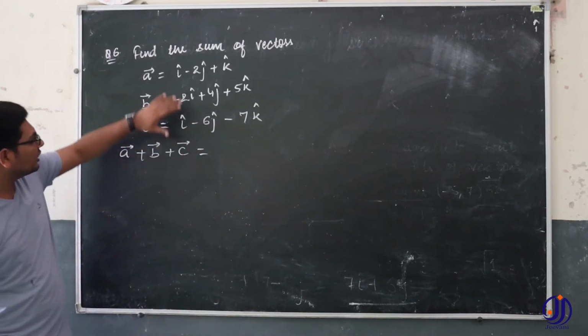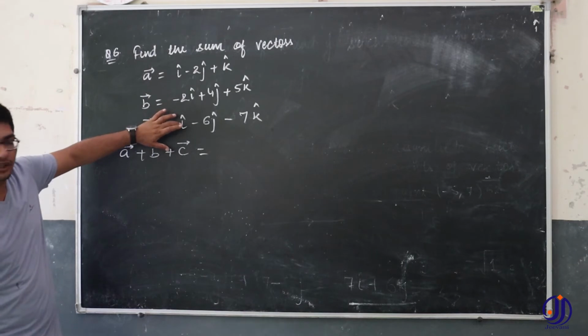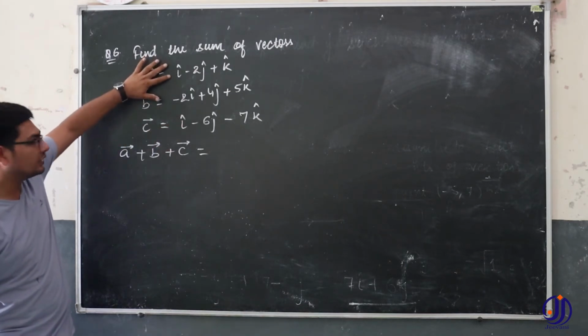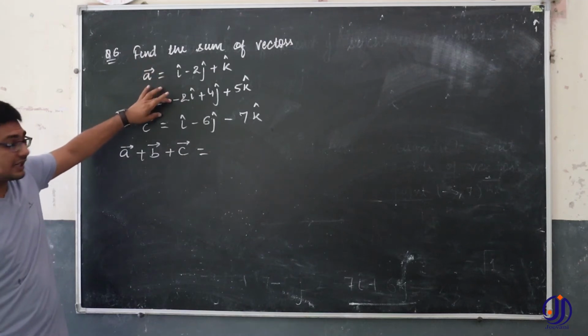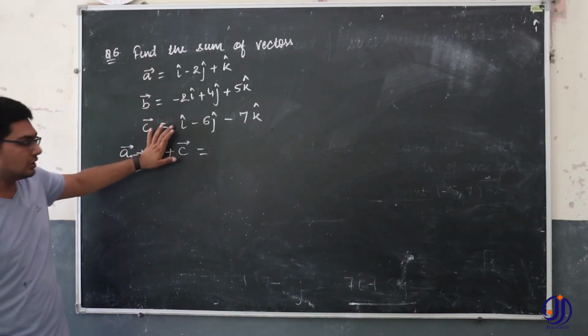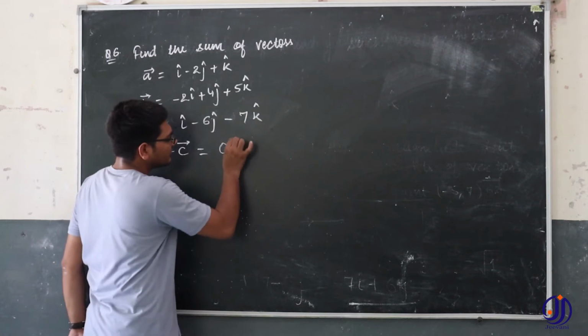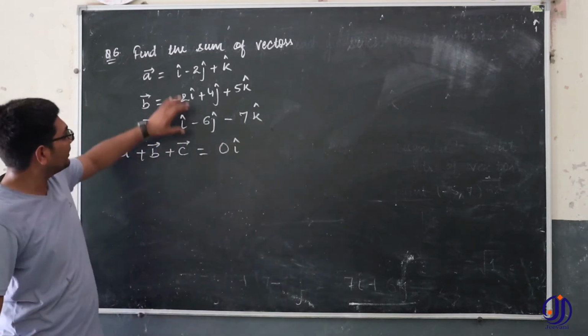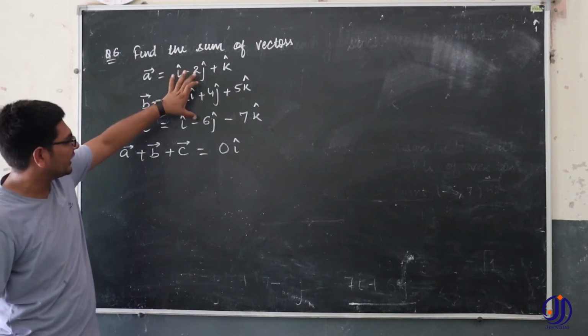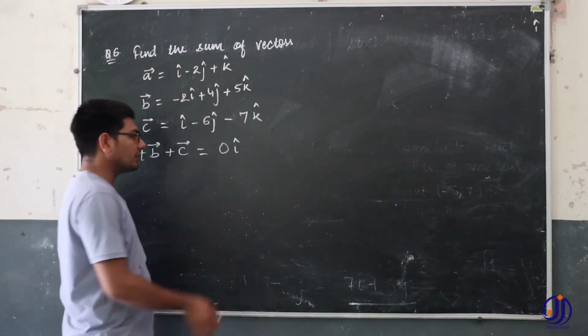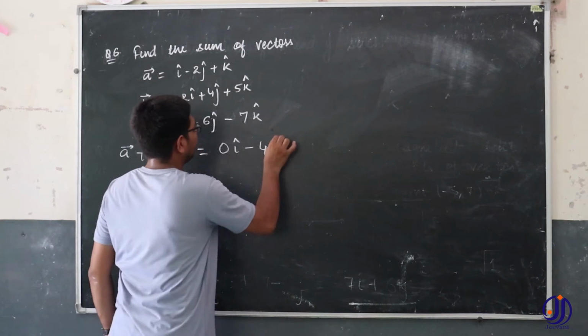I am going to add their respective x components only. This is 1 here, this is minus 2 and 1. 1 minus 2 is minus 1 plus 1 is 0. So i cap comes out as 0. Similarly, minus 2j cap minus 6j cap is minus 8j cap plus 4j cap. This will become minus 4j cap.